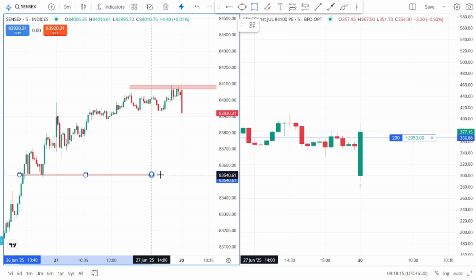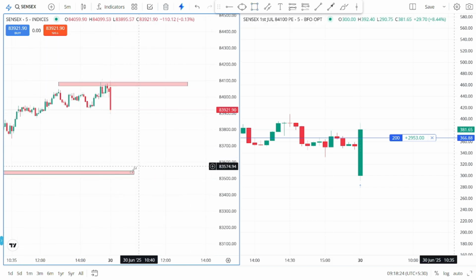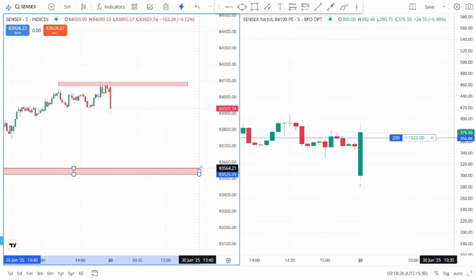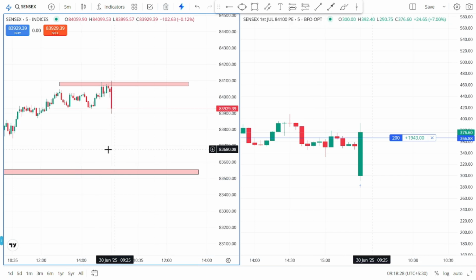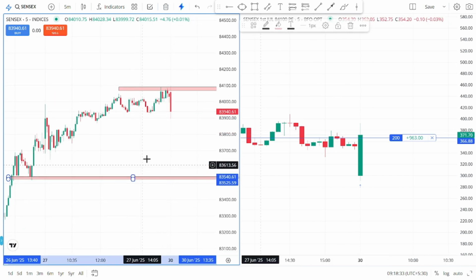because it took support on the last and created a double bottom. So we can consider this the first target. I am placing this support in green color.